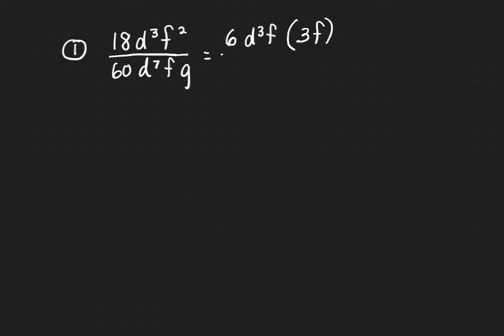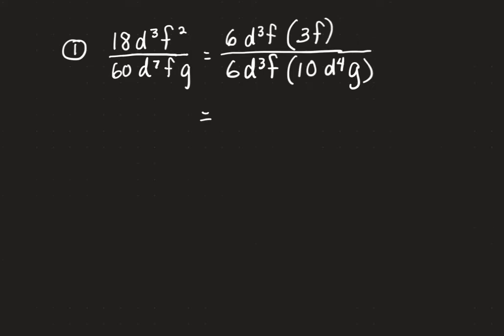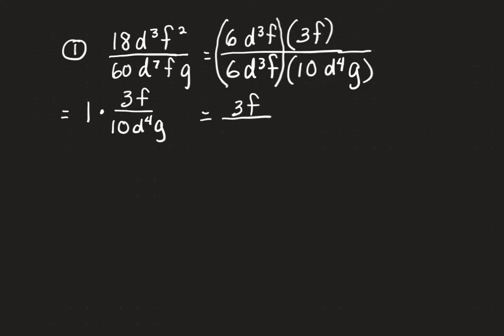And then let's look at the denominator. We're going to divide out the greatest common factor of 6d cubed f. That's going to leave us 10 d to the 4th, no f's, but a g. All right, and look at this. We have a number divided by itself, that's equal to 1, and 1 times any number is that number. So our ratio, or our fraction, is now equal to 3f over 10 d to the 4th g.